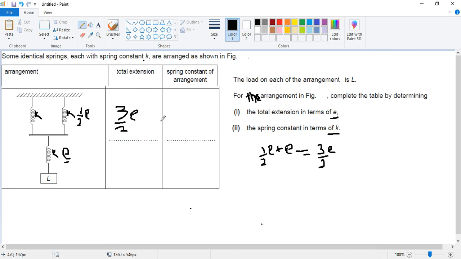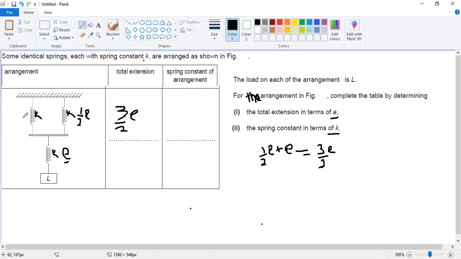What will be the spring constant? I will notice that the spring constant will be 2 over 3K. I'll tell you how, the simple rule. So let's find the spring constant. These ones are in parallel.